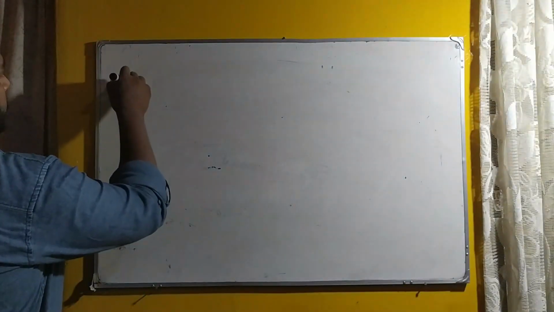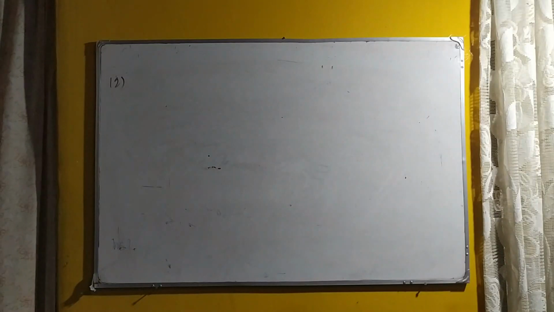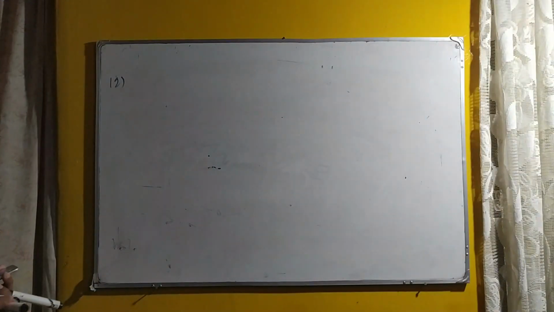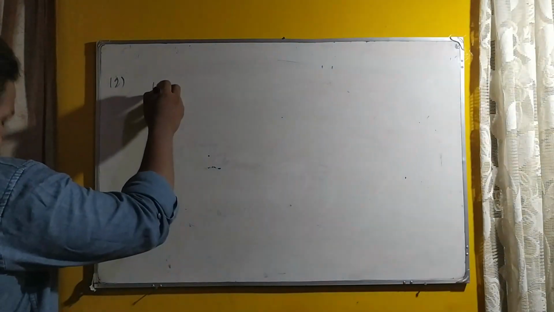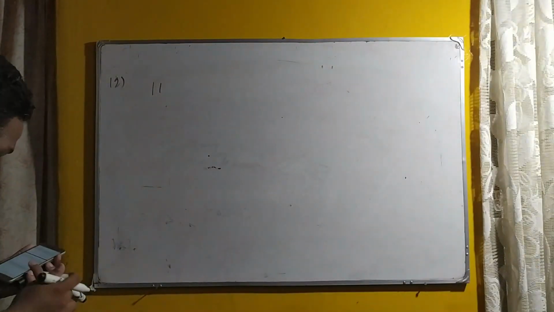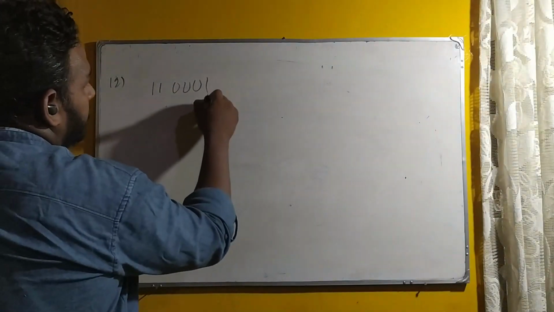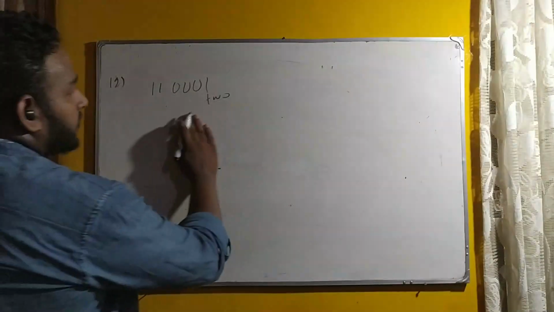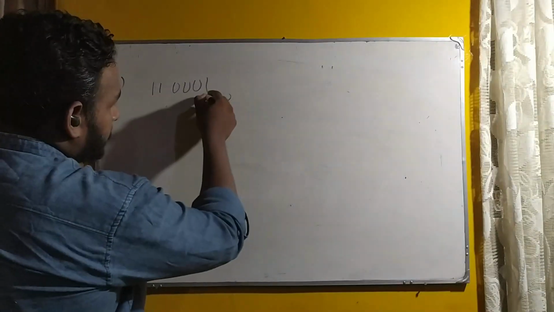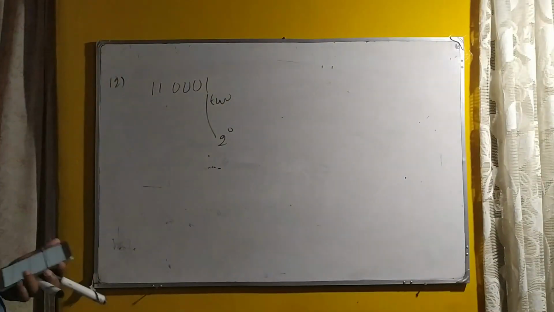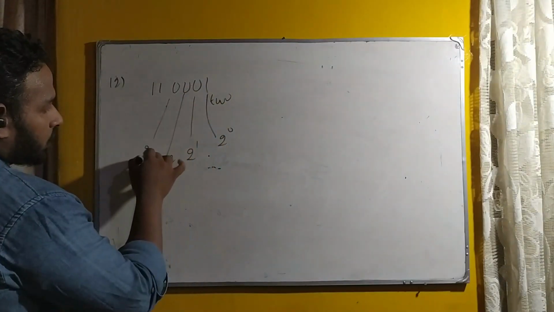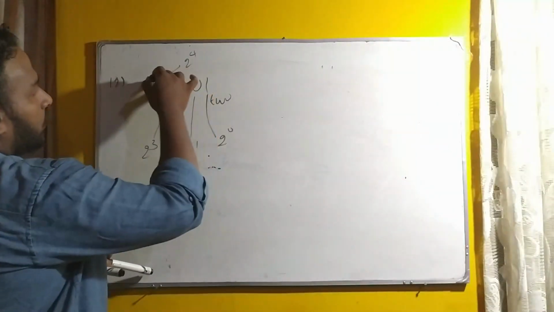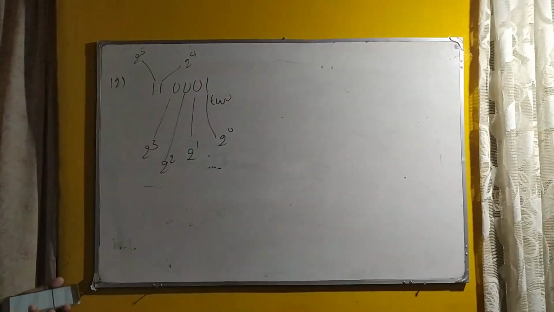Okay. Let's come to the 12th question. If you come to the 12th question, they have given a binary. You should convert it into decimal, right? So they have given 11000, base 2. You see, in this the first one is 2 to the power 0, second one 2 to the power 1, third one 2 to the power 2, fourth one 2 to the power 3, fifth one 2 to the power 4, and sixth one is 2 to the power 5.